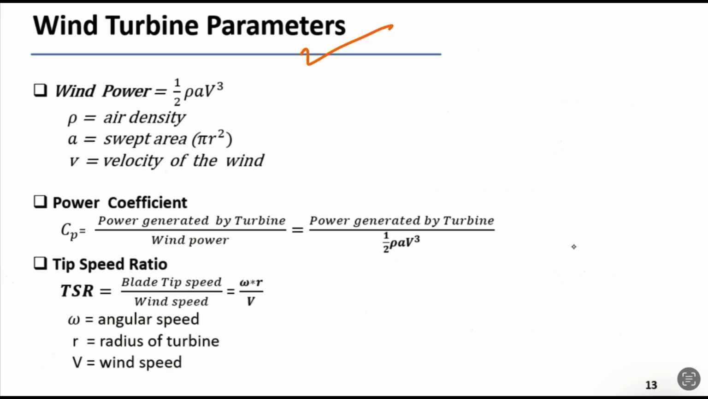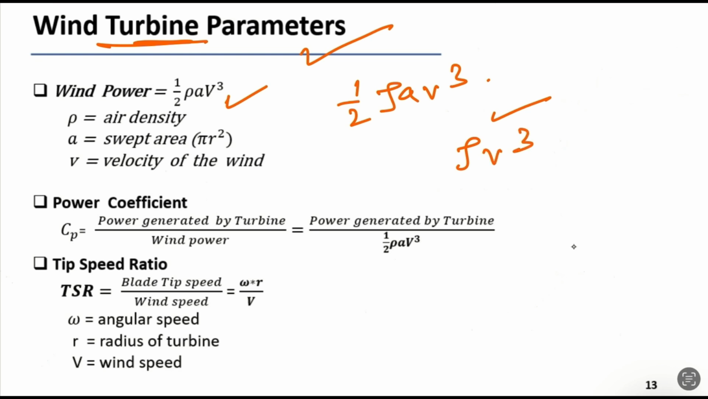Wind parameters. Now let's mention some of the wind parameters. Wind power basically measures the total kinetic energy possessed by the wind. It can be given by 1/2 rho A V^3, where rho is air density, A is the swept area, and V is the velocity of the wind. You can see that the power produced by the wind is directly proportional to the cube of the wind velocity. So the more the wind velocity, the more the power will increase.